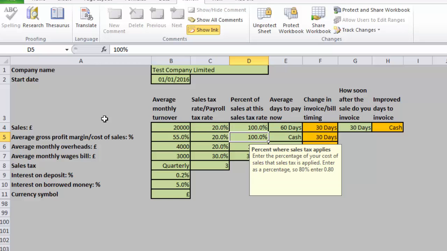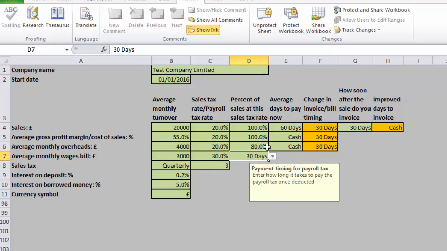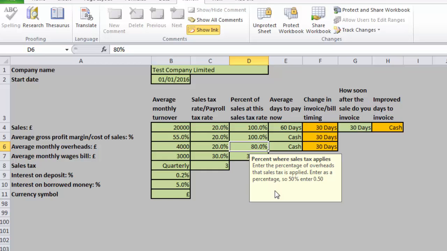And that's the same for your cost of sales. So this will work out 55% of that £20,000 to give you your total cost of sales. And then 20% of that, and again, in my case, I'm saying 100% of my cost of sales is VATable. And then finally, with your overheads, again, I've gone for 100%, but you could quite easily change that to 80%, because in theory, you're going to have things like, in the UK, insurance, which doesn't attract VAT. So I'm going to reduce that down to 80% in this case.